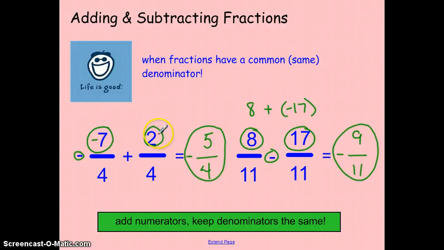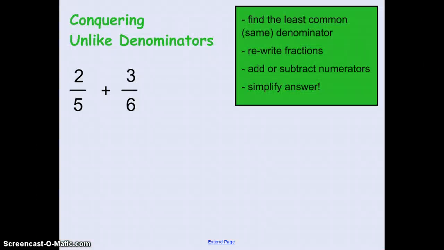Things get a little harder when our fractions don't have the same denominator. But that's okay. We will conquer the unlike denominators. Unlike denominators are what we see here. We've got 2/5 plus 3/6, and the denominators are 5 and 6. The first thing you want to do is figure out the least common denominator between 5 and 6. This is basically the smallest number that is a multiple of both 5 and 6. We usually abbreviate least common denominator as LCD, and in this case it's 30 because it's the smallest number that's a multiple of both 5 and 6.